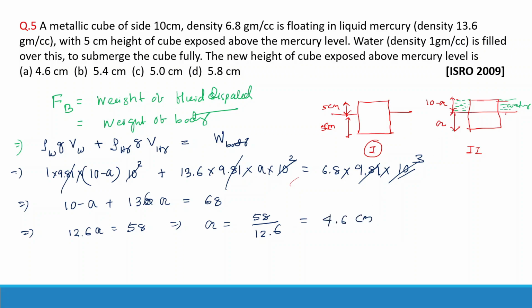So A, the height of submergence in mercury, is 4.6 centimeter. Now they are asking the new height of cube exposed above mercury level. Above mercury level means 10 minus A. So 10 minus 4.6 is 5.4. This will be your correct option, option B.